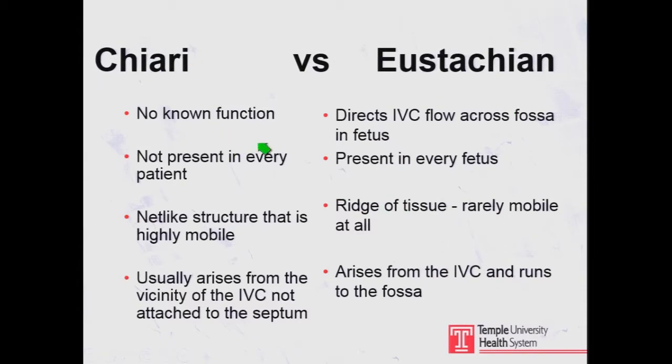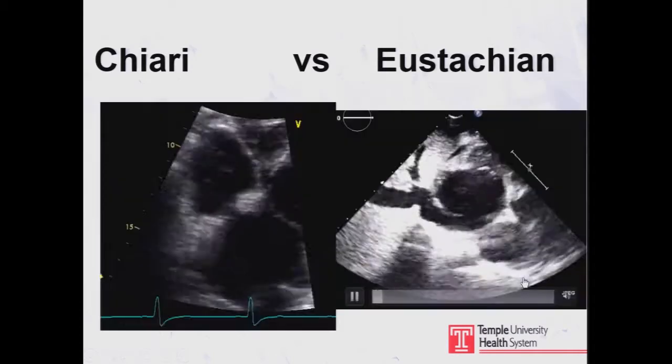Chiari network has no known function. It's not present in every patient. It's a net-like structure that's highly mobile and may look like many strands. It usually arises from the vicinity of the IVC, but it is very rarely attached to the septum. Whereas the eustachian valve directs IVC flow across the fossa. It's present in every fetus, and it usually involutes, so it's not quite as obvious in adults. But sometimes it can be a big ridge of tissue, rarely mobile, and it arises from the IVC, runs across the floor of the right atrium, and attaches at the septum.